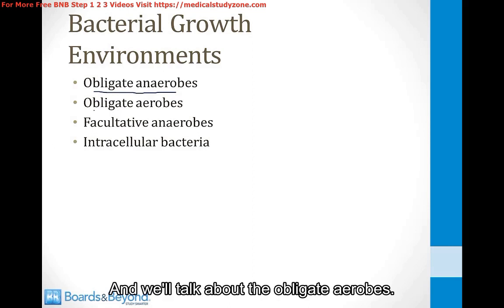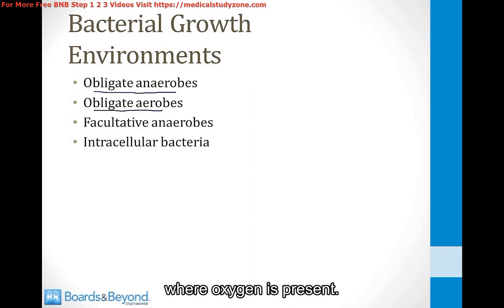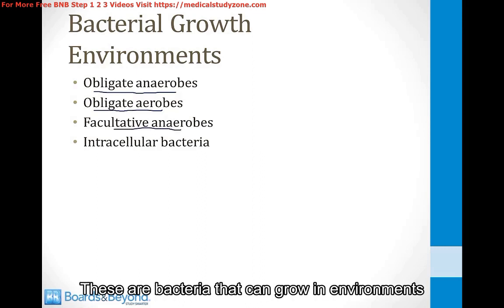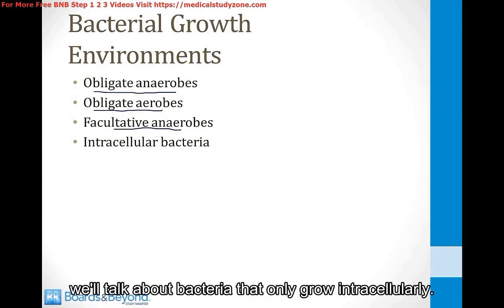Then we'll talk about the obligate aerobes. These are the opposite. These bacteria only grow in environments where oxygen is present. Next there are the facultative anaerobes. These are bacteria that can grow in environments either with or without oxygen. And then finally, we'll talk about bacteria that only grow intracellularly.